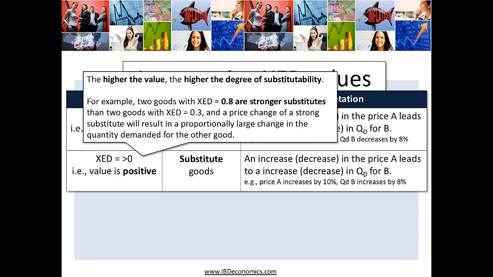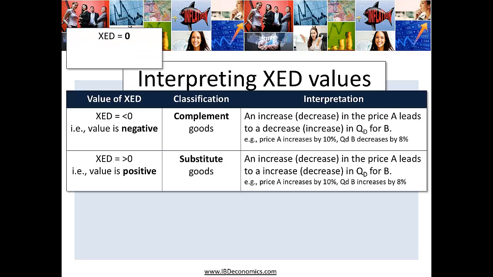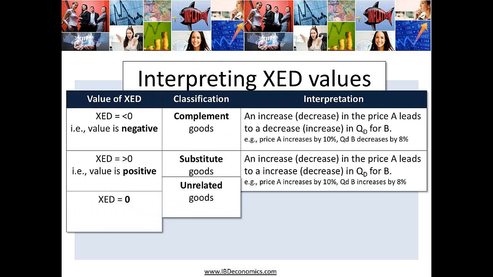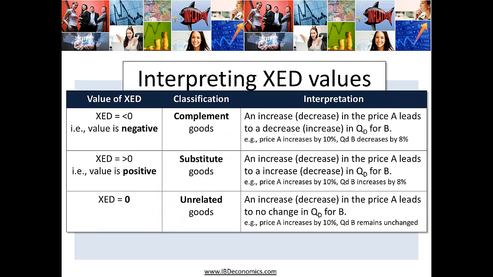So a value of 0.8 would say that the two goods being measured are stronger substitutes than two goods producing a cross price elasticity of demand value of 0.3. If XED equals 0, these goods are unrelated. An increase or decrease in the price of one does not affect the demand for the other good at all.